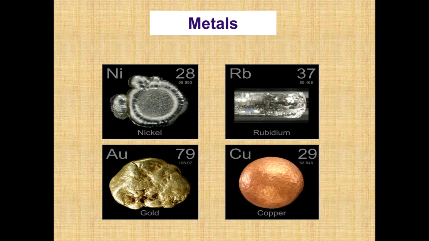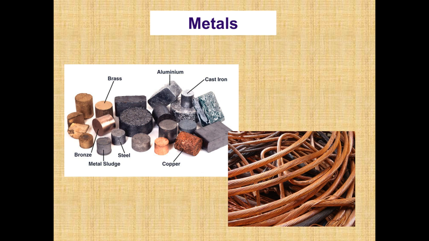Now we will go through the metals in detail. So many metals we have seen. Some metals like nickel, gold, copper, rubidium are examples. Some more, mostly used in industries, are brass, bronze, metal slugs, steel, copper, aluminum, cast iron, in any shapes according to the requirement, like sheets, wires, and other shapes.